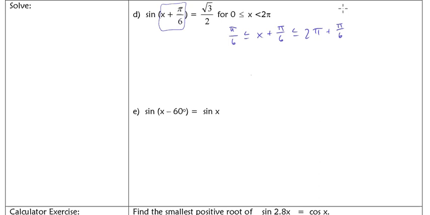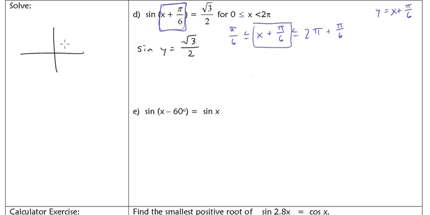So I'm going to call it just y right here. I'm going to say that y is equal to x plus pi over 6. And so really this is what I'm dealing with as my y right now. Where would sine of y be equal to the square root of 3 over 2? And so if we're thinking of that, well, where do we have the square root of 3 over 2? In terms of radians, that's going to be when it's pi divided by 3.